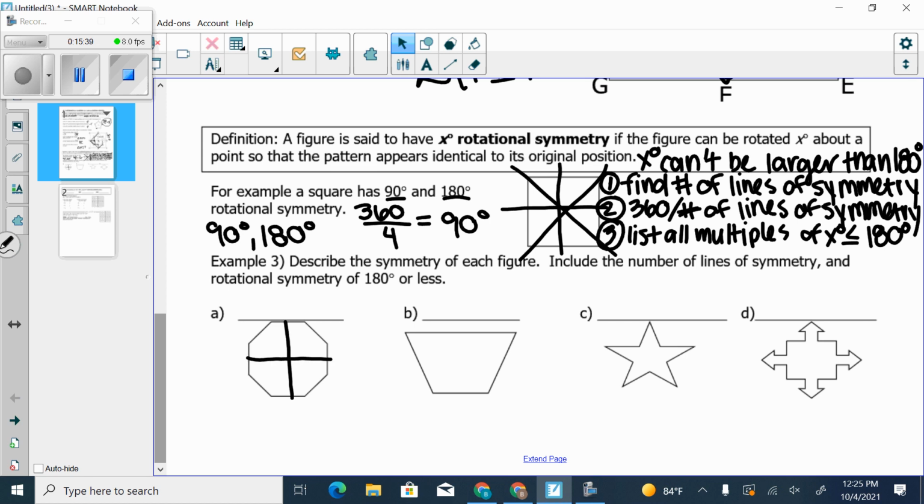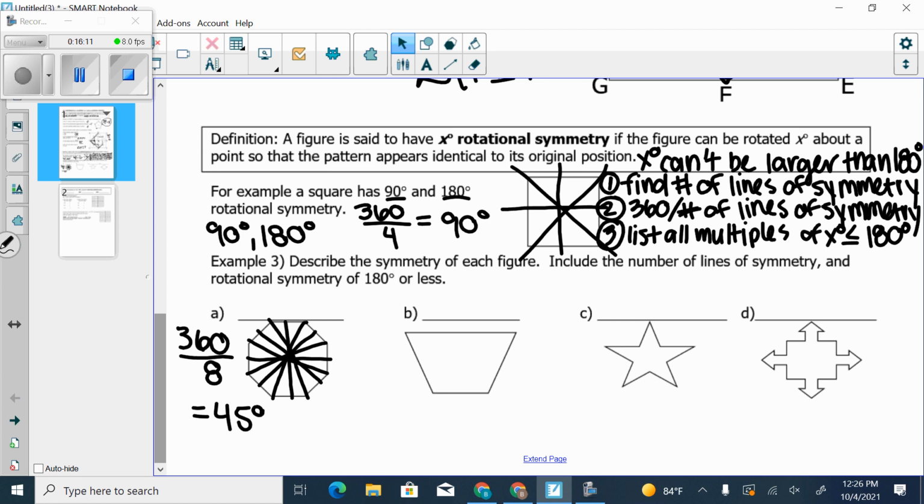Okay, and where else? Like there to there? And then also we could do all point to point. Good. Okay, so how many did we just draw there? 8 altogether. Okay, so 8 lines of symmetry. That would mean we're going to have 360 divided by 8, which would give us 45.